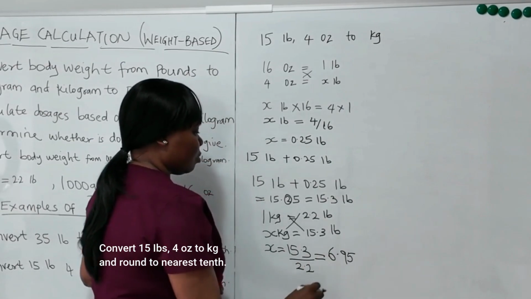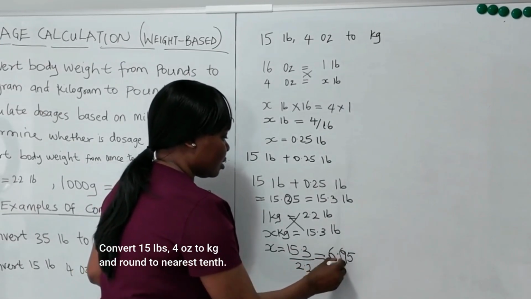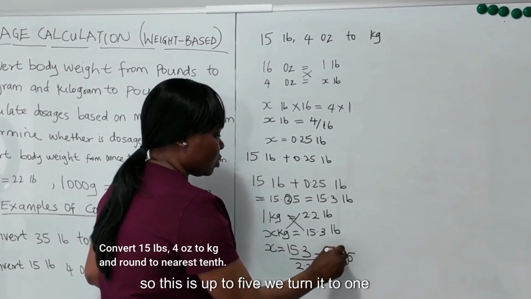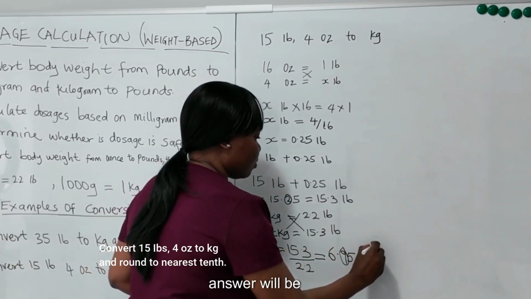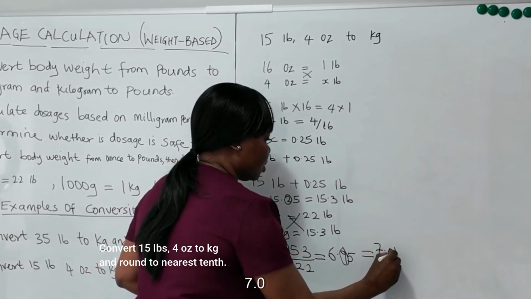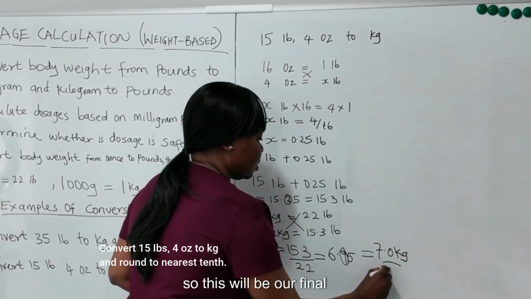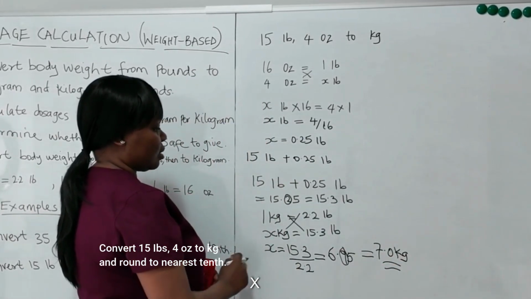This will give us 6.95. But we're rounding to the nearest tenth. So this is up to 5. We'll turn it to 1, it becomes 10. Remove the 1. So the final answer will be 7.0 kilogram. So this will be our final X.